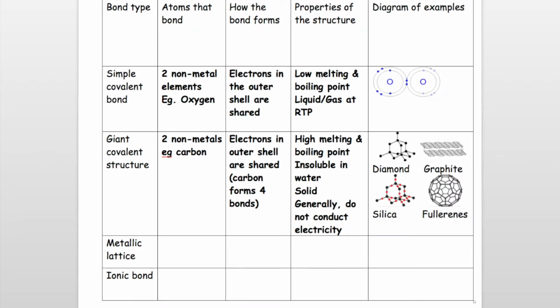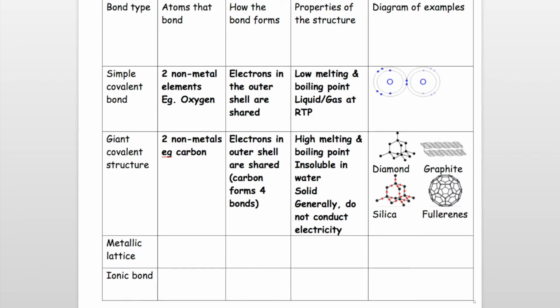Now we'll move on to giant covalent structures. Again, these require non-metals, however, unlike simple covalent bonds, many atoms will be used in the structure. Your examples are as shown: diamond, graphite, silica and fullerenes. As you can see, these contain many carbon atoms. They require the electrons to be shared in the outer shell to form the bond. So, it's important to remember that carbon can form 4 bonds. This is relevant when talking about its properties.